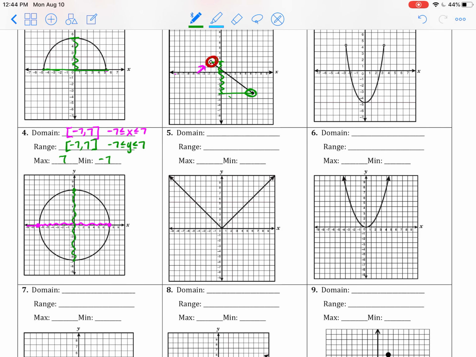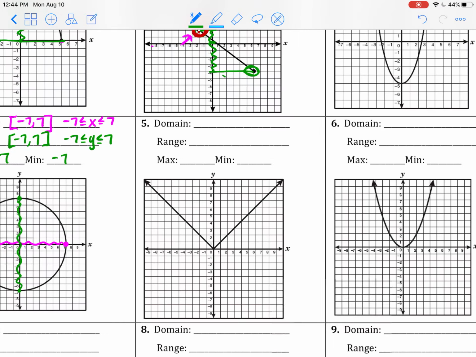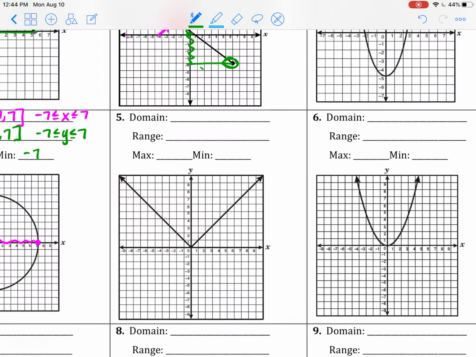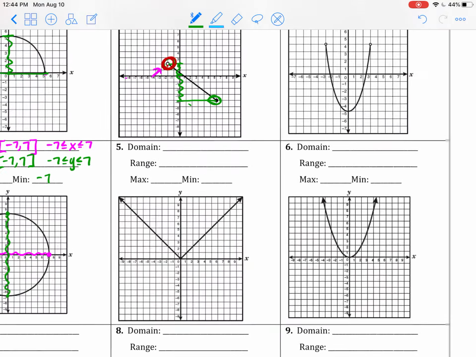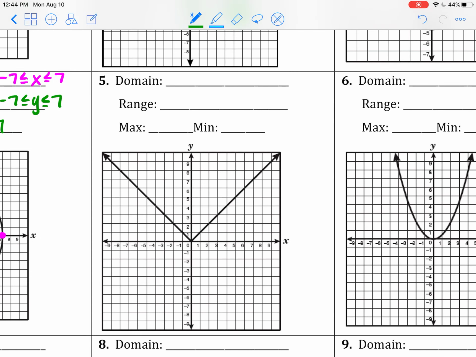Okay, number 5 is our first example that does not have any bounds. There's an arrow showing that it keeps going. And so even if that arrow wasn't there, if it falls off the graph, we assume it keeps going, but we'll try to be very clear on a test or quiz.